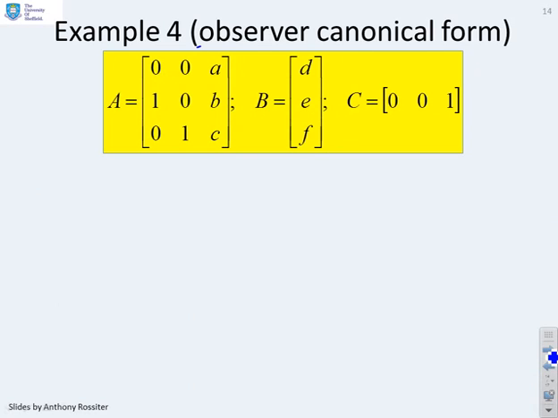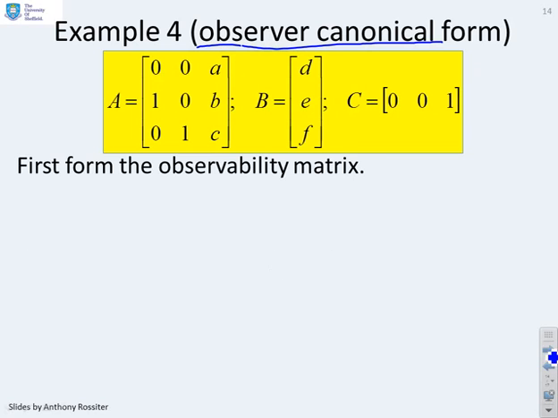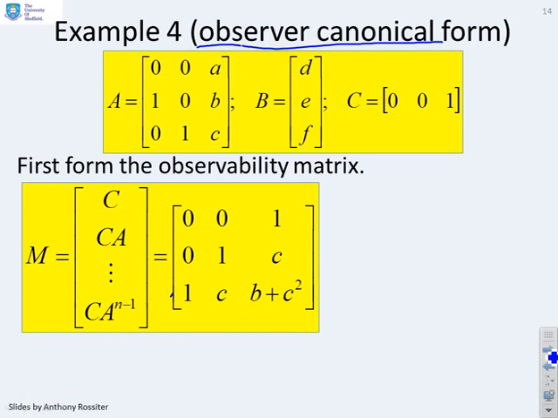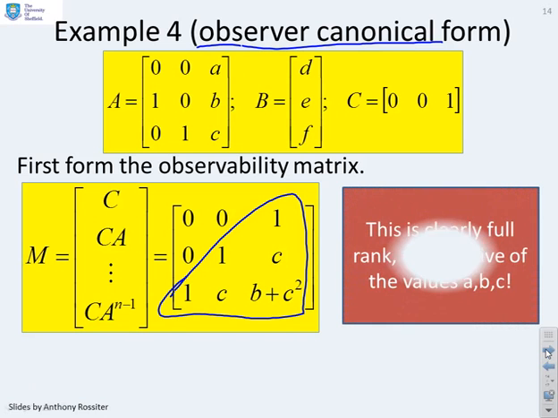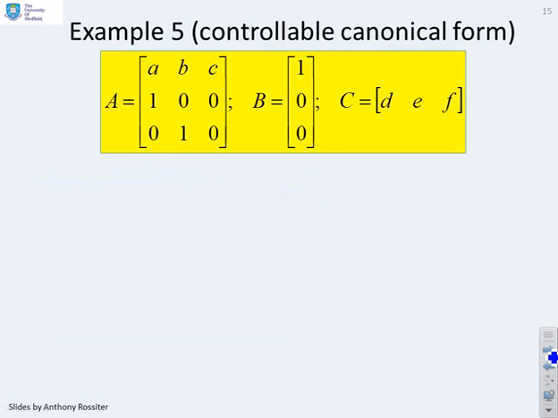Now, the fourth example is in observer canonical form, and you'll remember what we said earlier. If a system is in observer canonical form, we expect it always to be fully observable. So let's generate the observability matrix, and you'll notice it has a very particular structure. It's a triangular structure, and because it's triangular it must be full rank, and this is irrespective of the values of A, B and C. So if you're in observable canonical form, then the observability matrix is always full rank, and therefore you're always fully observable.